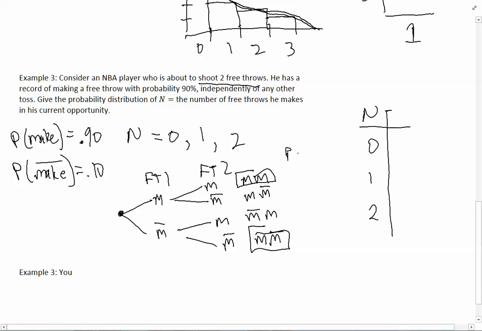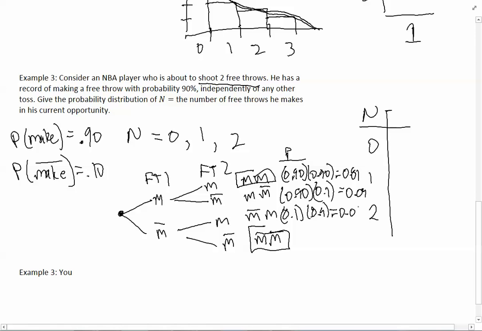So make and then make again would be 90% of 90%. Of the time he would make both of them, which would be 0.81. The probability that he makes and then misses is 0.90 times 0.1, which would be 0.09. The probability that he misses and then makes is 0.1 times 0.9, which is again 0.09, just in reverse order. So same event, just different order.